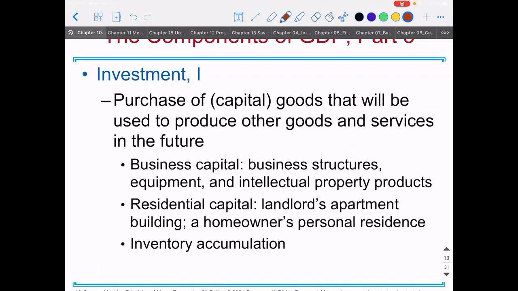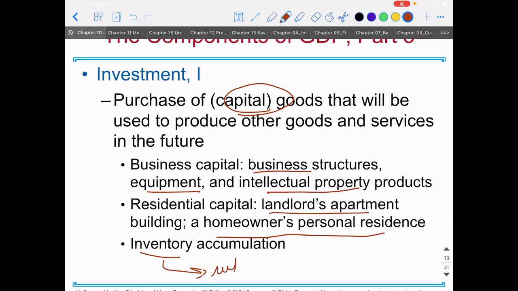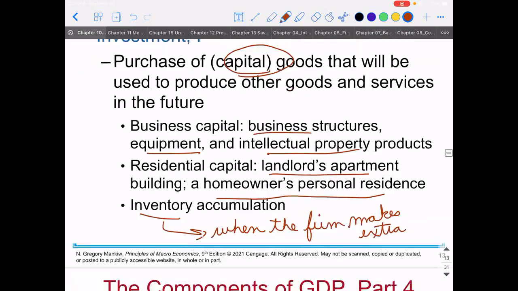Then we have investment. These are, again, the capital goods, the buildings, the equipment, intellectual property too. Then you've got the residential capital. This would be like homeowners, their new home, a landlord with a new apartment building. And then we've got inventory, which is basically when the firm makes extra. And that extra stuff counts, that they can then sell in a later period of time.